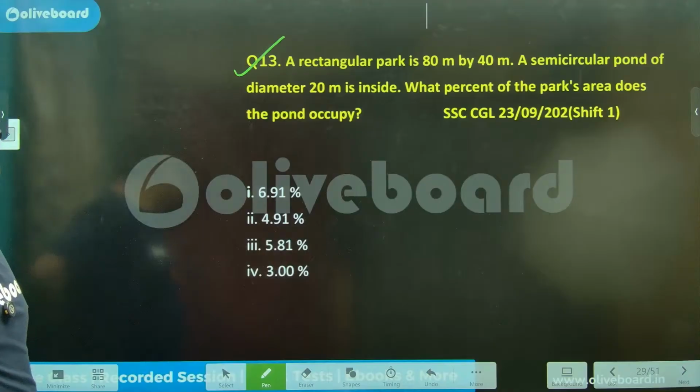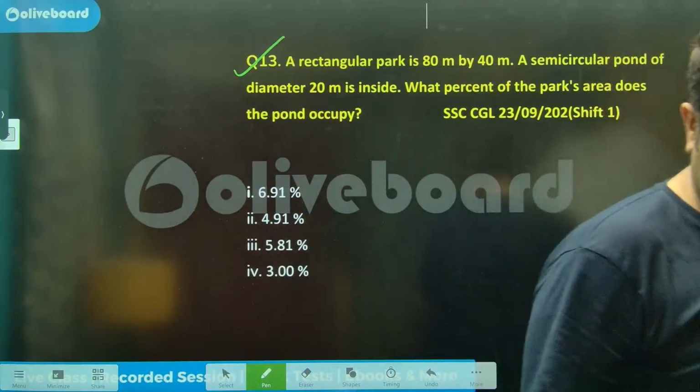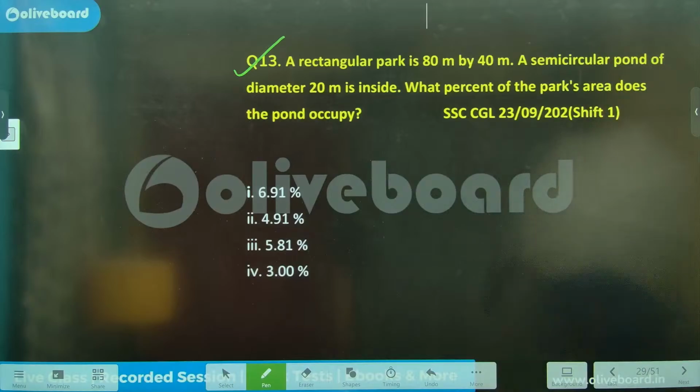Please solve. Again, very similar to the first one with a very slight change. Please try to solve this, everyone.